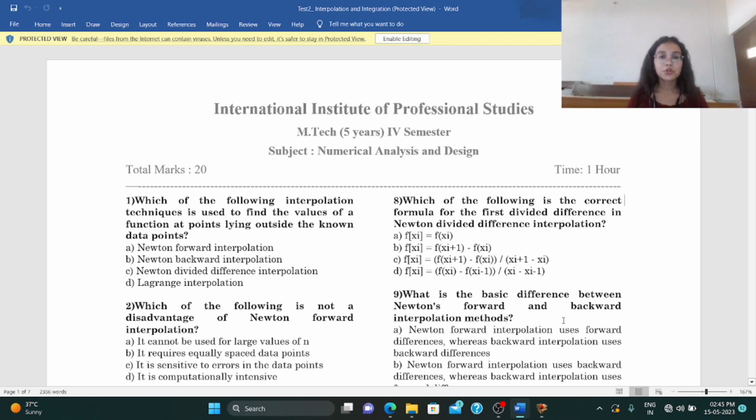Now, this is the paper of IIT's MTech 4th SEM NAD second internal paper. Now, let's start our discussion.